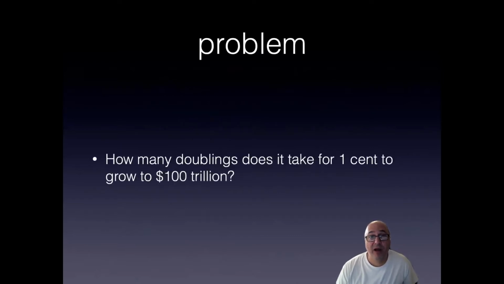So let's start off with a problem. How many doublings does it take to go from 1 cent to $100 trillion? So you start out with 1 cent. After one doubling, you have 2 cents. After 2 doublings, you have 4 cents. After 3 doublings, you have 8 cents. And then you go on until eventually you have $100 trillion. So we want to figure out how many doublings it takes. Now, let's talk about that.